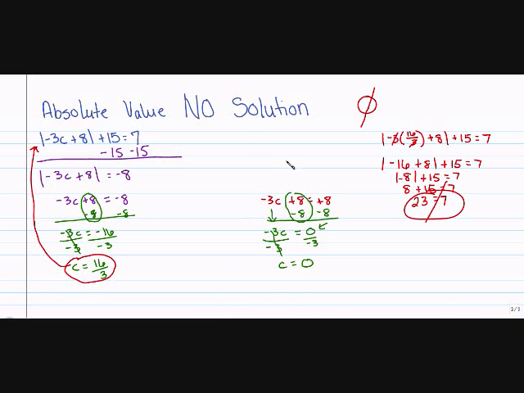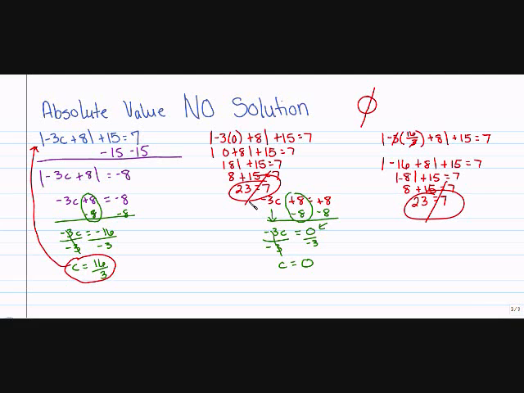Now let's try it with 0. Solving the original problem, negative 3 times 0 plus 8 plus 15 equals 7. Negative 3 times 0 is 0. Rewriting my whole problem. 0 plus 8 is 8. The absolute value is 8 because it's 8 spaces away. Notice I have 8 plus 15 here, 8 plus 15 here. I get the same answer as 23 equals 7, which we know does not work.